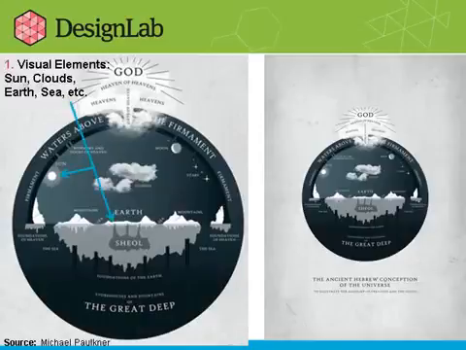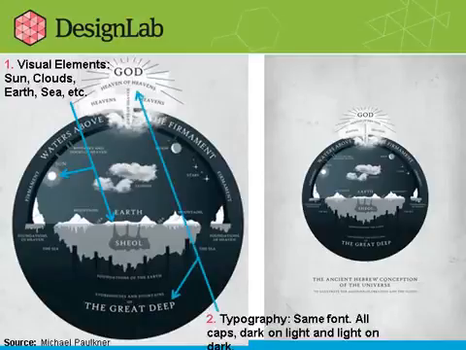First thing you'll notice are these visual elements, things like the sun, the earth, the clouds. He's built in these visual elements that help us orient our mind and think about how they might have visually conceived of the universe. Second thing, typography. You'll notice that all of the text on this display is in the same font or typeface. It's in all caps, and he includes dark font on light backgrounds and light font on dark backgrounds for visibility.